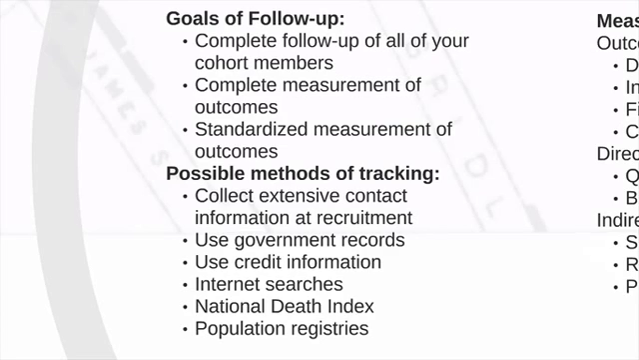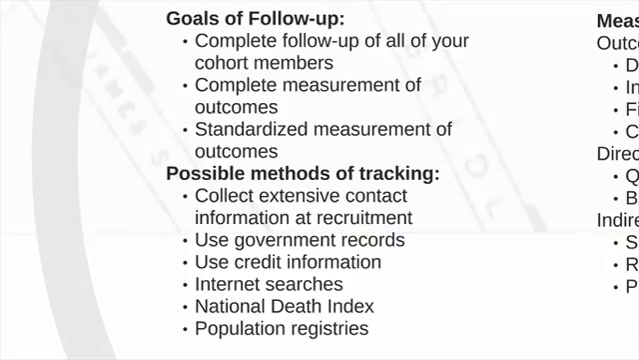So we use a lot of methods of tracking people in our cohort. It's important to collect extensive contact information at recruitment. Studies I've worked on say, what's your phone number? What's your mom's phone number? What's a friend who will always know where you are?